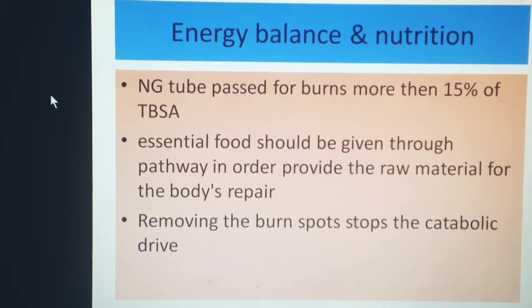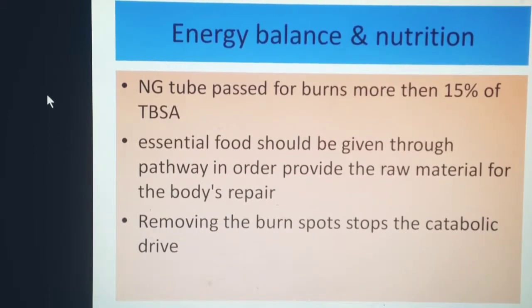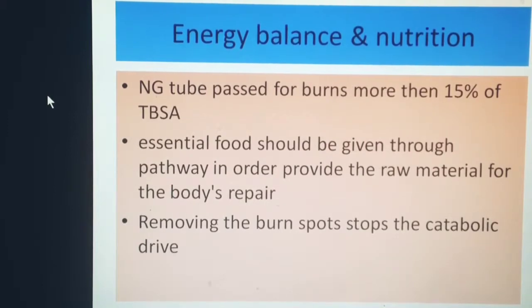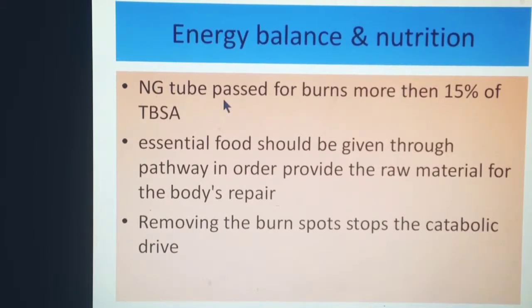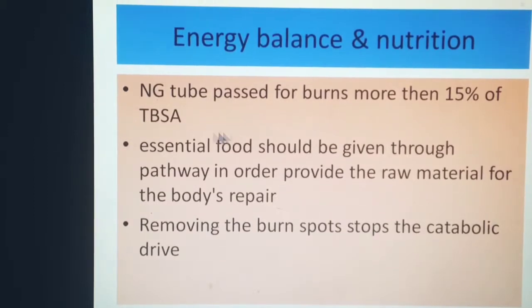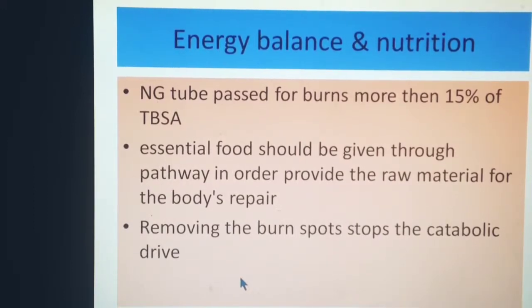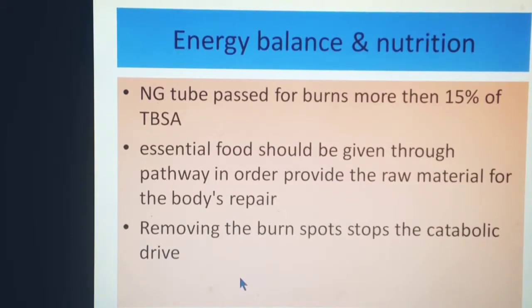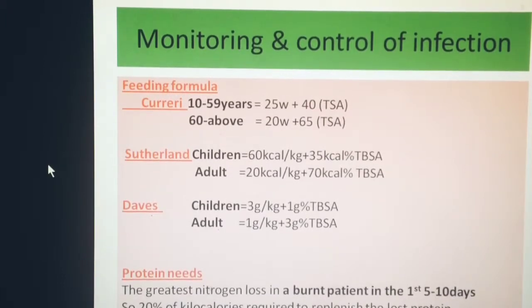Energy balance and nutrition. Now, in a burn patient, a lot of catabolic activity is being caused. So, in order to overcome that, we need to give the patient appropriate nutrition. If the patient is wholly burned and cannot ingest it, we give them nutrition by an NG tube. This NG tube is passed if the patient is burned more than 15% of the total body surface area. Essential food should be given through the pathway in order to provide the raw material for the body's repair. And we also need to remove the burn spot so the catabolism drive is stopped. Now, the next point is monitoring and control of infections.